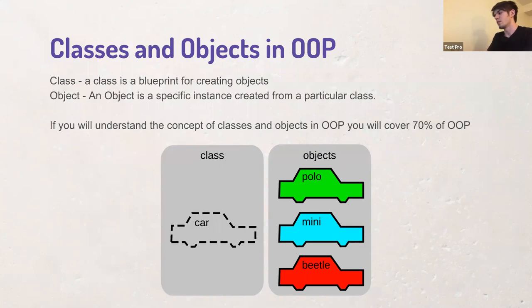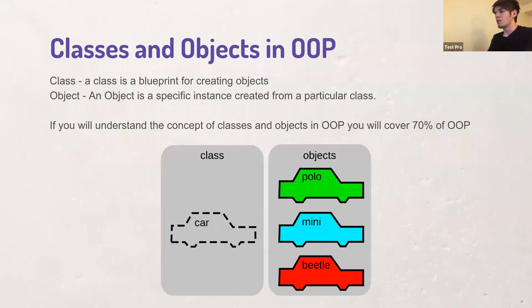I mean, maybe a Volkswagen Polo, or a Mini, or a Volkswagen Beetle, or any kind of car. But the full model is actually a class. And based on this model, other cars are created, which are basically objects. So to create an object, you need to instantiate the class, and you can create as many objects as you want. The only limit is your memory, basically, your RAM.